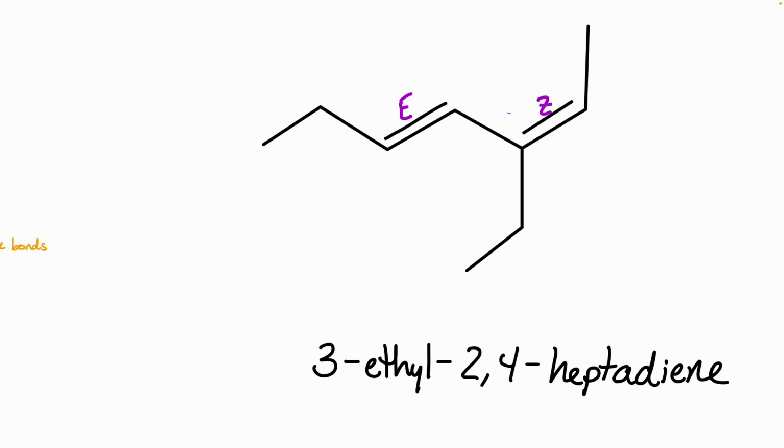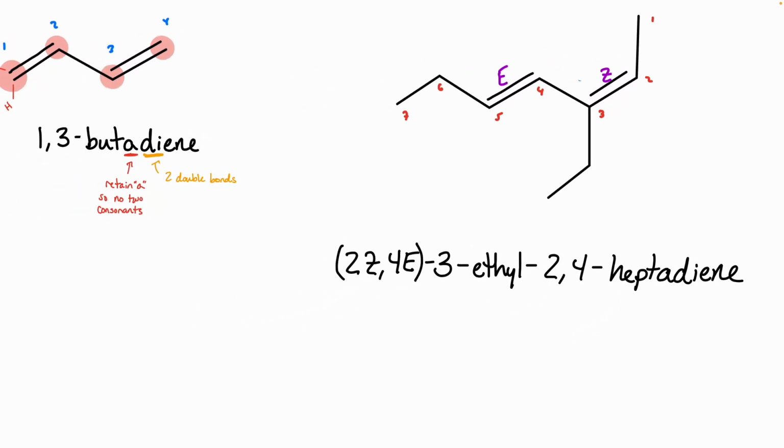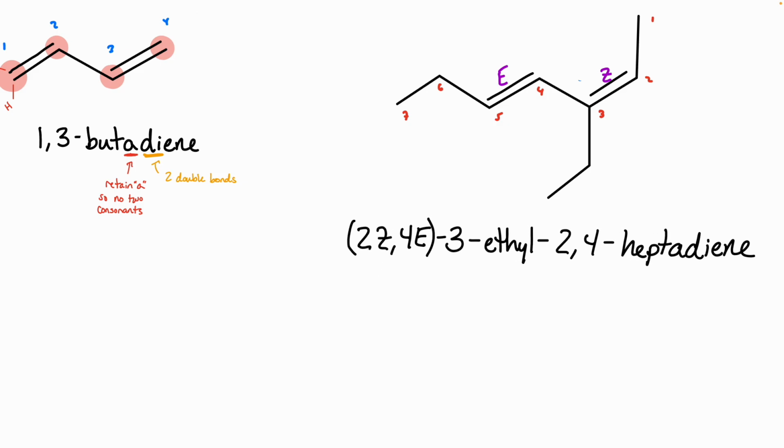Cool, so now how do I build this into my name? I have two double bonds, so I have to indicate which one's E and which one's Z. Let's put in our numbering here. In parentheses, we put in our stereochemistry, and we have to indicate the position and the stereochemistry of each bond. So it's 2Z and then 4E, indicating the stereochemistry of both of those double bonds in my name. So 2Z, 4E, 3-ethyl-2,4-heptadiene. Just rolls off the tongue.